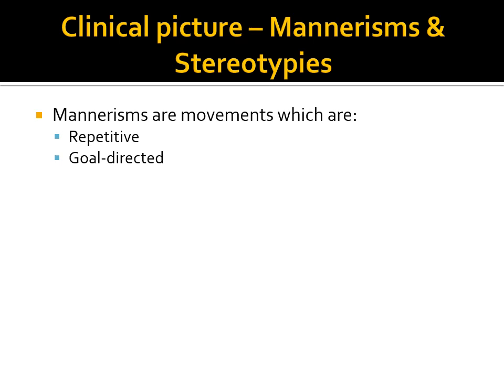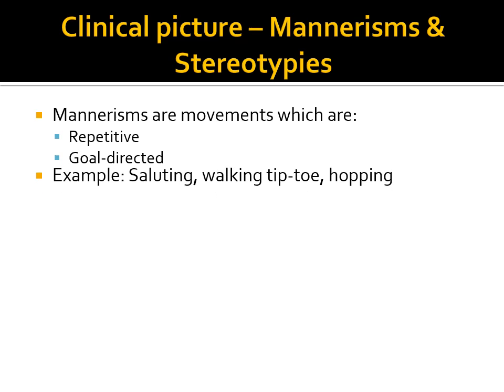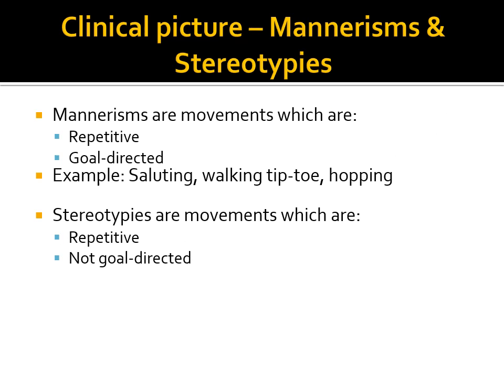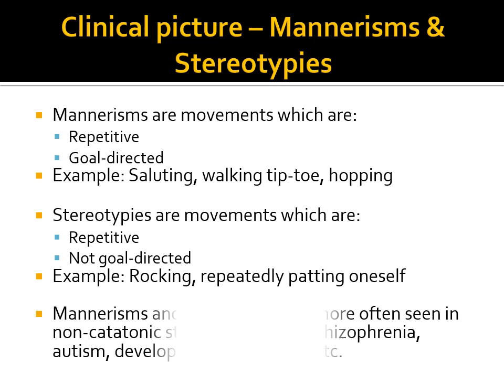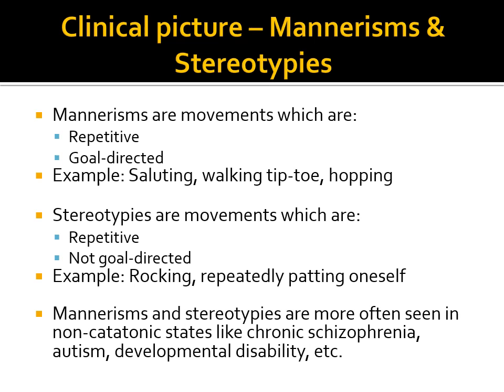Mannerisms and stereotypies can also be seen in catatonia. Mannerisms are repetitive goal-directed movements, for example, saluting, walking on tiptoe, hopping, etc. While stereotypies are repetitive but not goal-directed movements, for example, rocking or repeatedly patting oneself. Both stereotypies and mannerisms are seen in non-catatonic states like chronic schizophrenia, autism, and developmental disability.